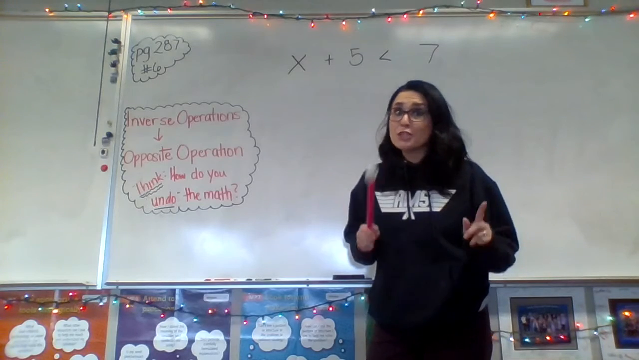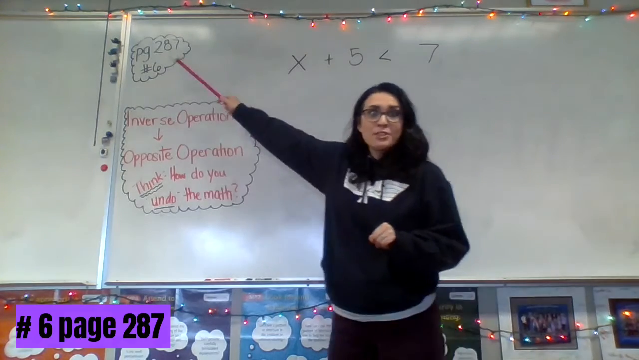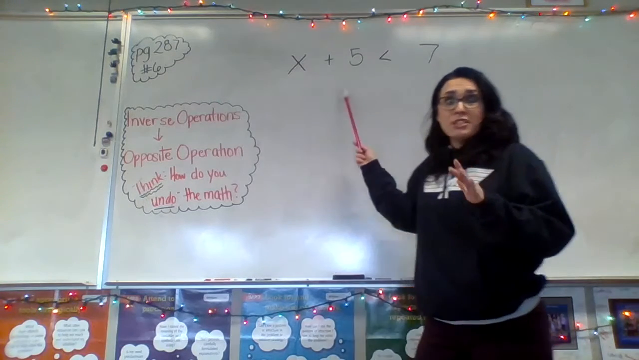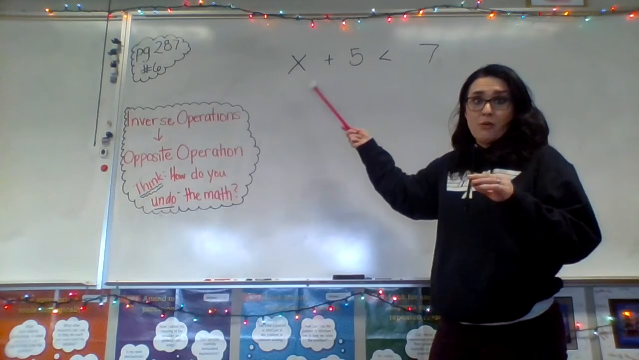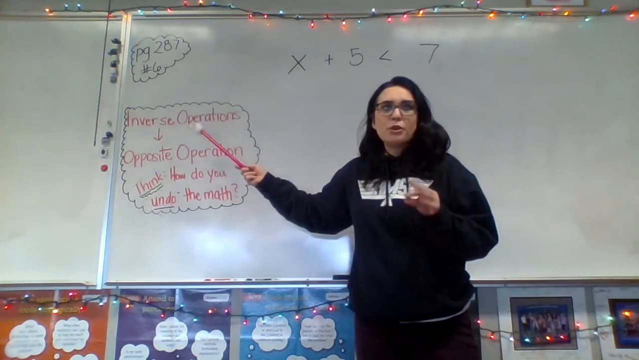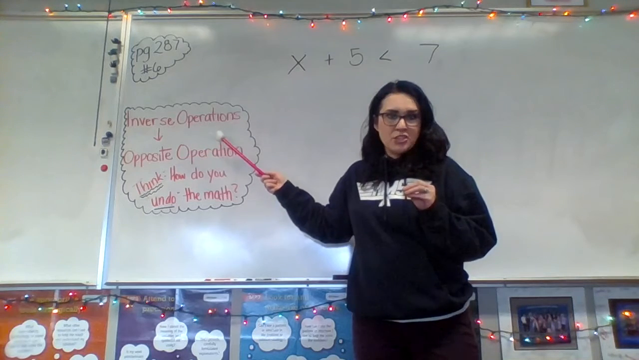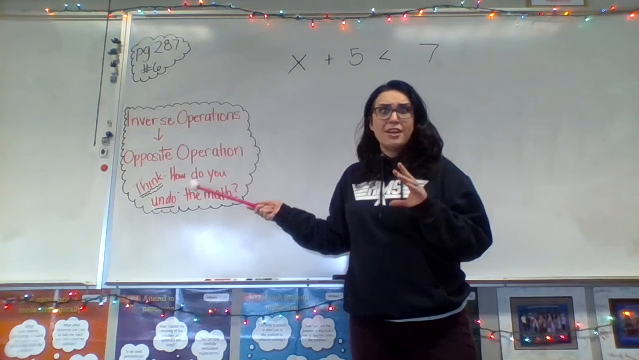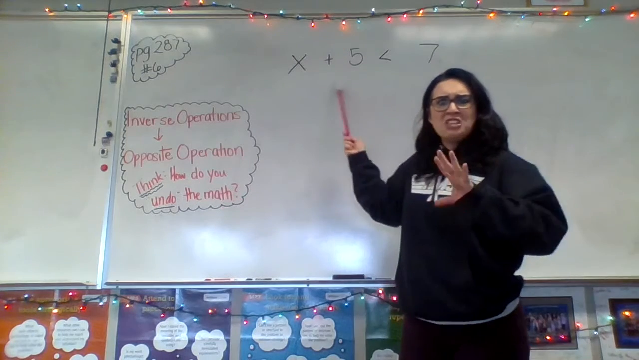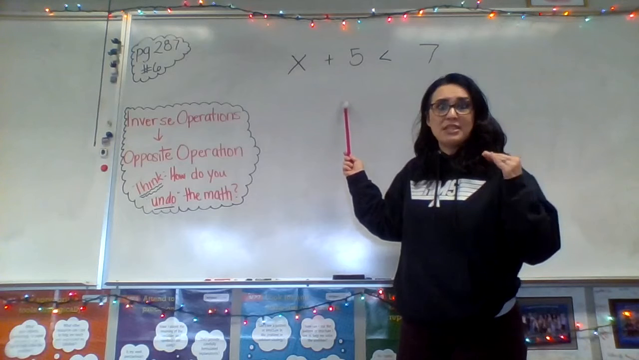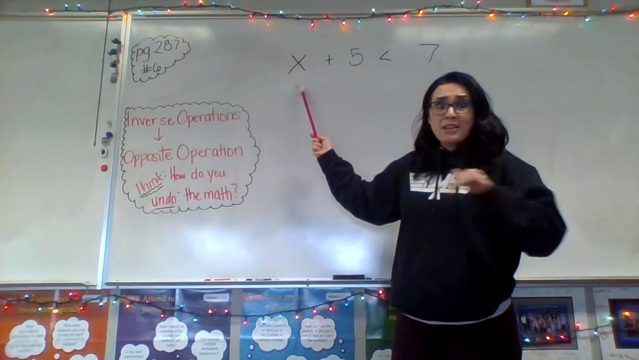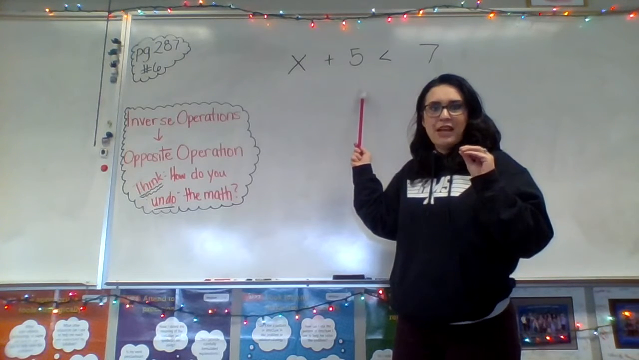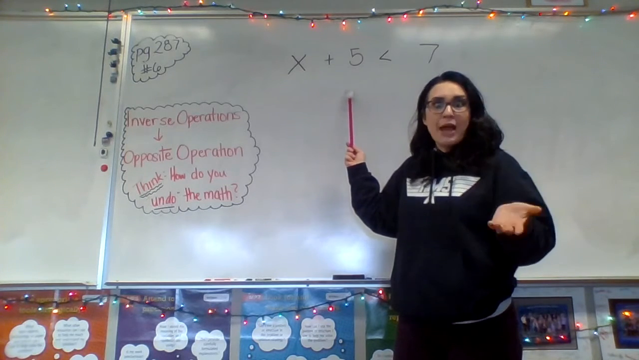The first problem that we're going to be looking at together is on page 287, number 6. Now, x plus 5 is less than 7. We're going to try to figure out what x is. But real quick, you'll notice that we're using something called inverse operations. Really, my friends, it's just the opposite. I always think to myself, how do I undo the math? How do I undo what's happening here? You use the opposite. I took x, a mystery number, and then I added 5 to it. How do I undo adding 5? Well, you subtract 5.